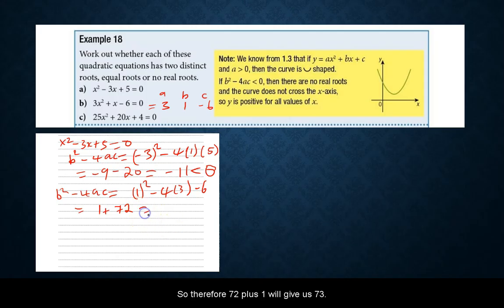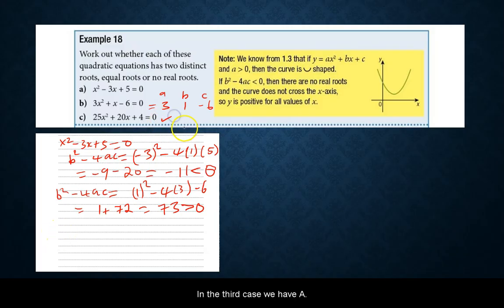So therefore 72 plus 1 will give us 73. So it is 73, and 73 is greater than 0. Let's look at the third scenario.